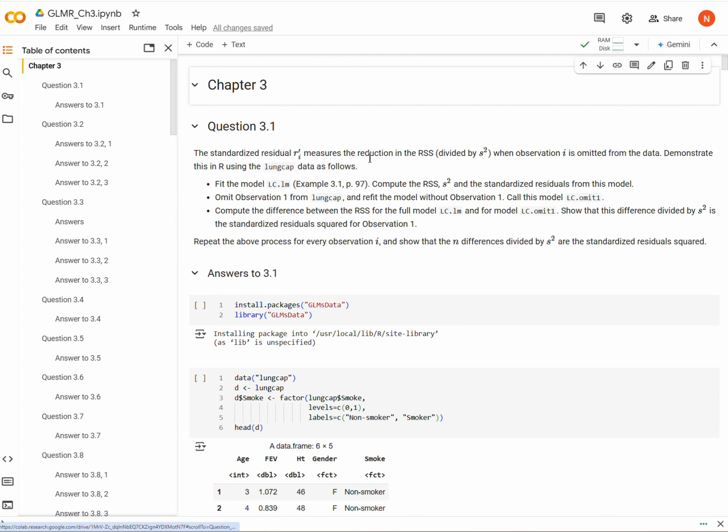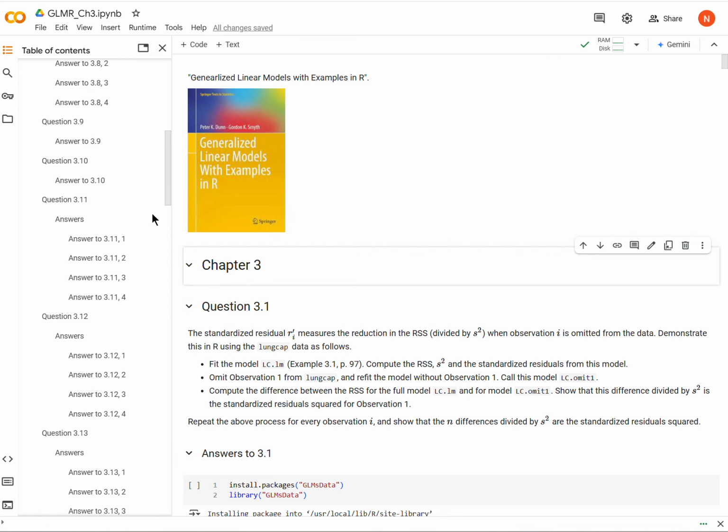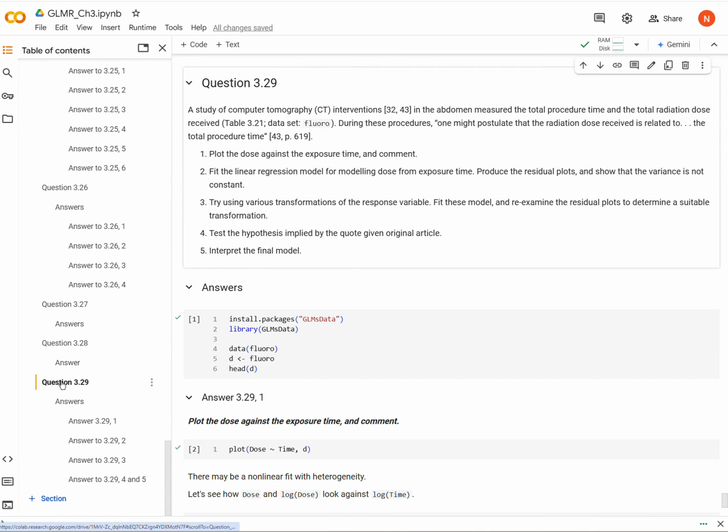This is Generalized Linear Models with examples in R, Chapter 3, question 3.29. Okay, so we're going to look at a data set called fluoro, and it has two variables, dose and time, so radiation dose and time.